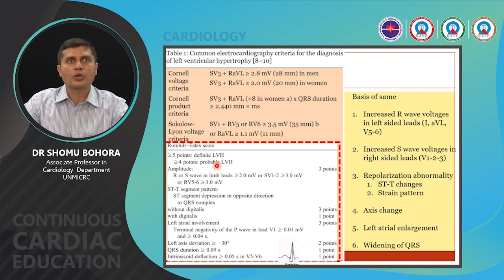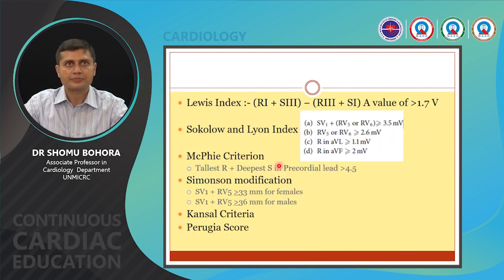So if the total points is more than or equal to 5, then there is definite LVH. If it is 4 points, it is probable LVH. If it is 3 or less, it is not considered to be LVH by this criteria, and that is what we will see further.